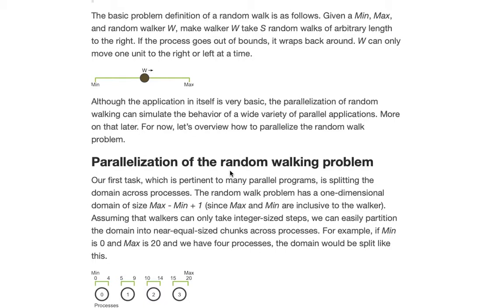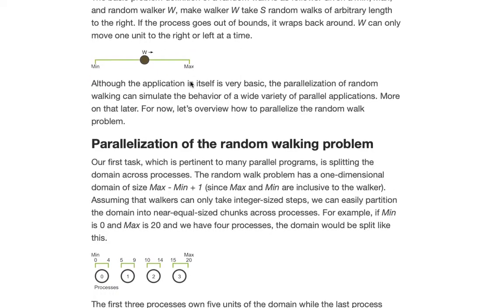So the next program that I'm going to demonstrate is the random walk problem. The random walk problem is basically that you have a walker, you have a maximum and a minimum, and the walker takes some arbitrary number of steps towards the maximum value. If it goes out of bounds with the next arbitrary length, then it'll come back. It'll wrap around and then try again. So that's the random walk problem.